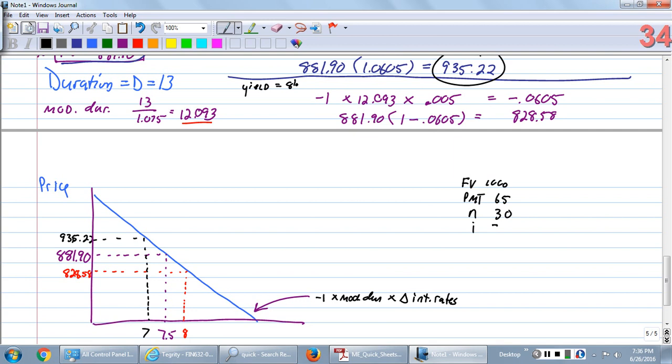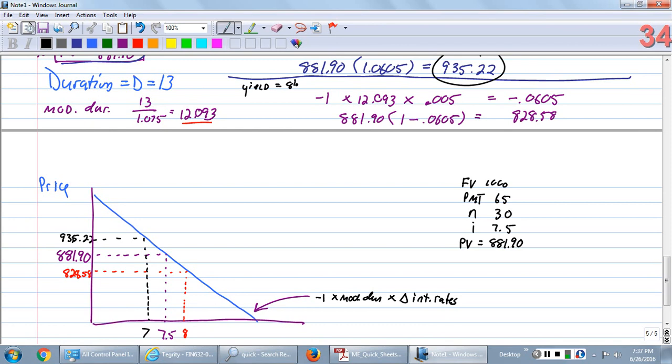Interest rate we said was 7.5. And I said let's solve for PV, and we got 881.90. Alright, now I'm going to just get it in my calculator one more time and confirm that. 65 is payment, 30 is N, 7.5 I, solve for PV, and I do in fact get 881.90.